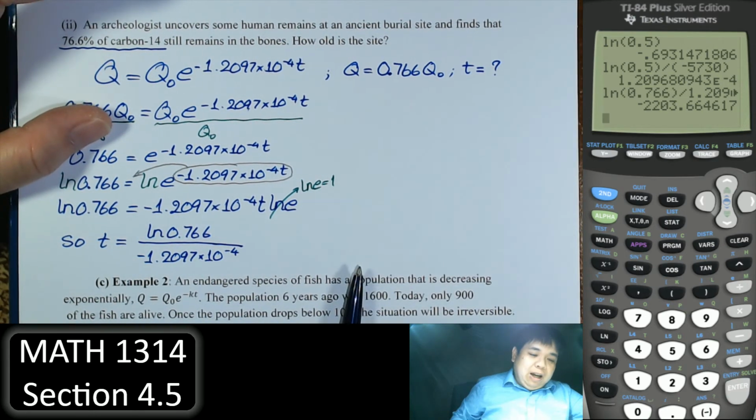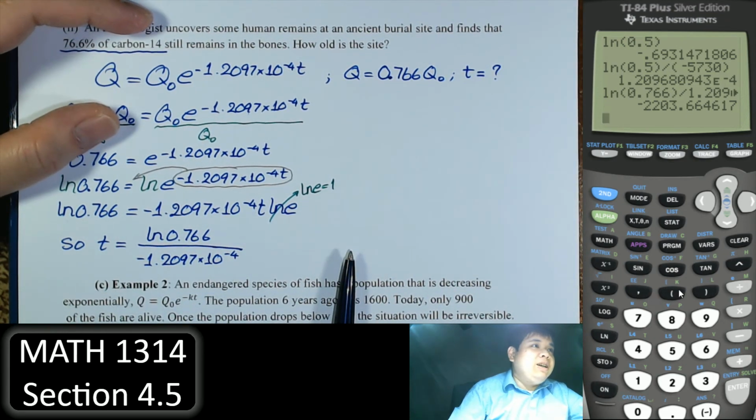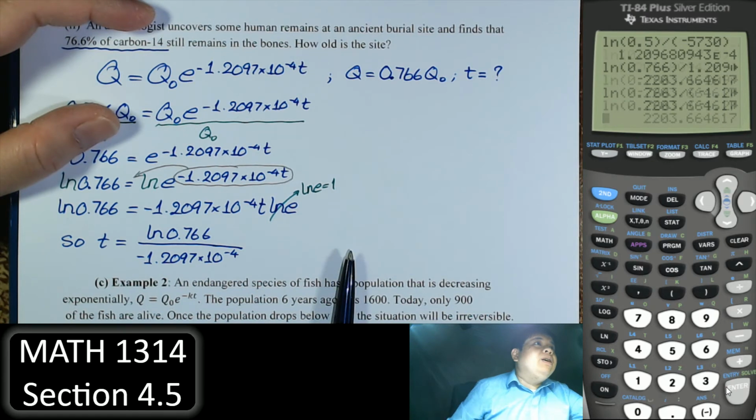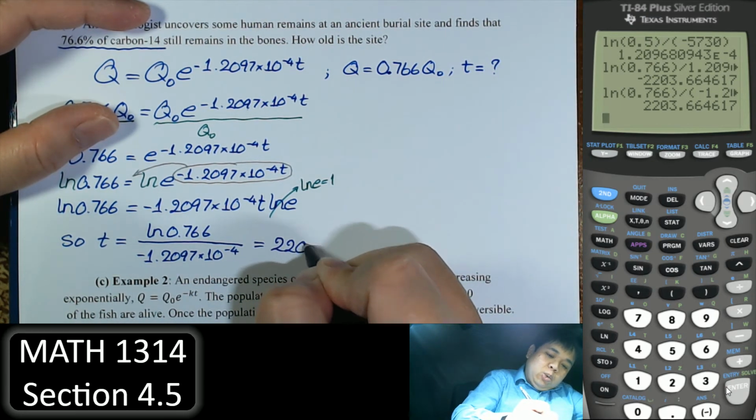Oh, I forgot to put the negative. Let's do this again. Ln of 0.766 divided by negative of that number. Right. So we have about 2,203 years.